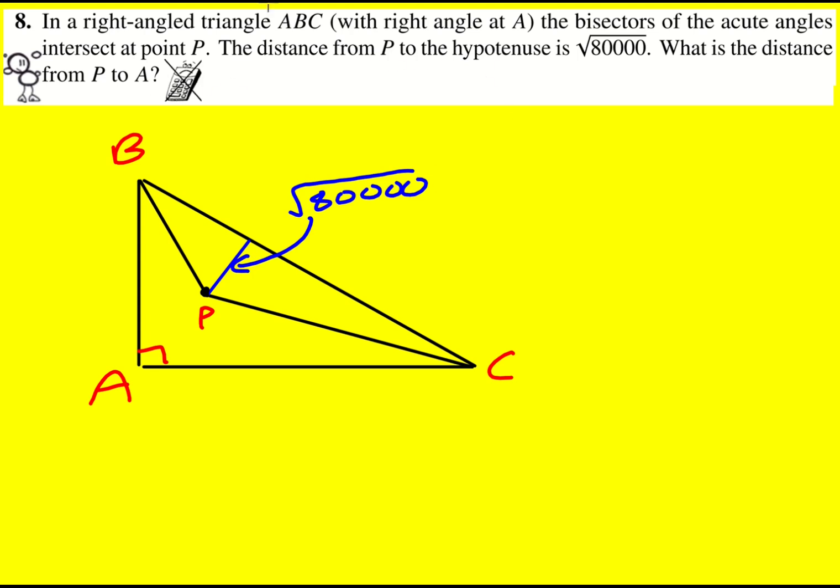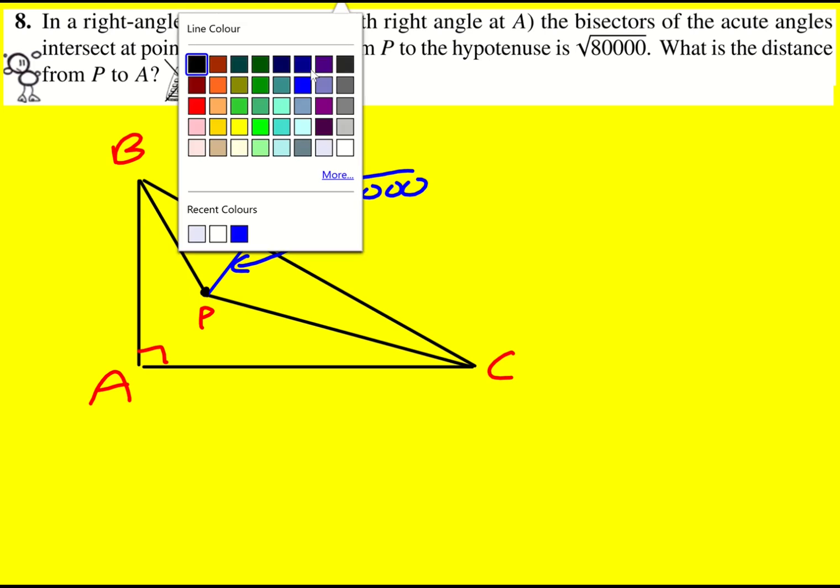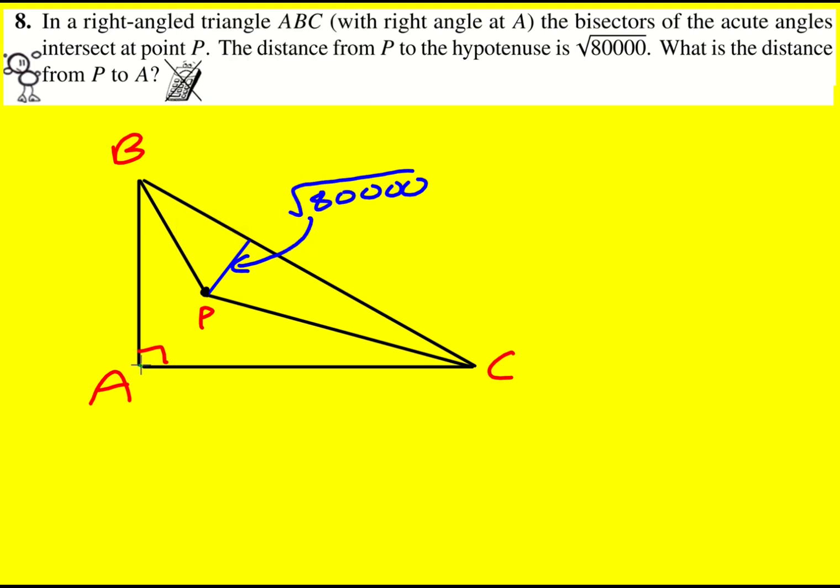Then what is the distance from P to O? Sorry, P to A. Yeah, but it's not going to necessarily follow in a line. I want to know, can we get this? And I think this is a tough question.